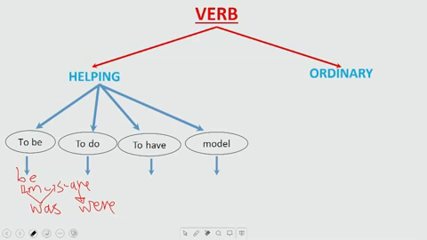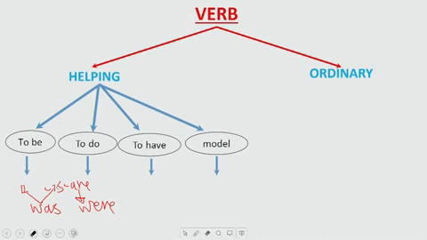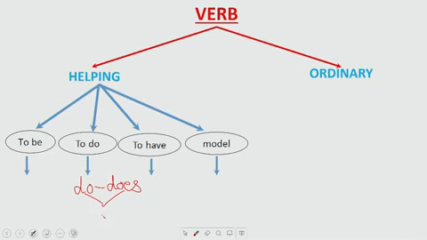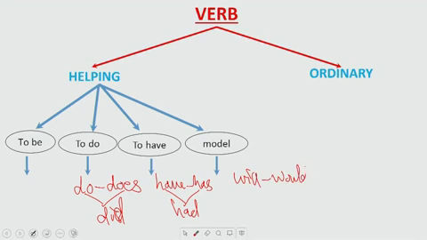Okay, and for tenses I don't want verb to be later on; I'm going to give you more about it. But again, we have am and is, past was; are, past were. Now verb to do: there is do and does, and the past of do and does is did. Verb to have: have and has, and the past of have and has is had. The last one, modals: there is will, and the past of will is would, shall, should, can, and could.